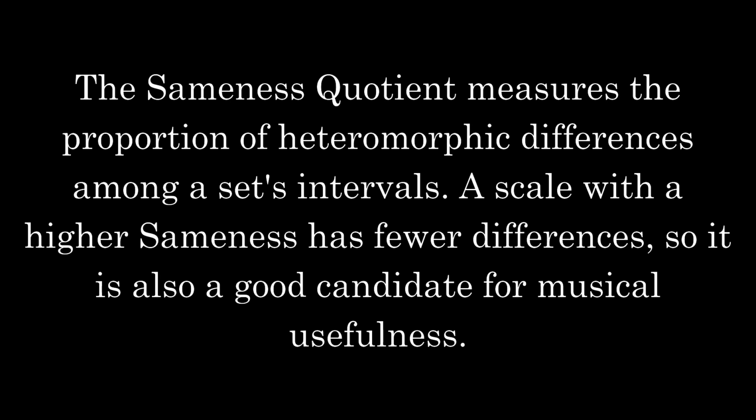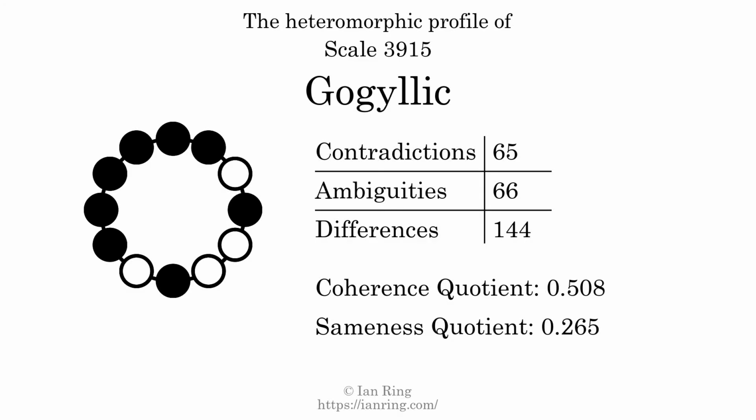The sameness quotient measures the proportion of heteromorphic differences among a set's intervals. A scale with a higher sameness has fewer differences, so it is also a good candidate for musical usefulness. The sameness quotient is 0.265.